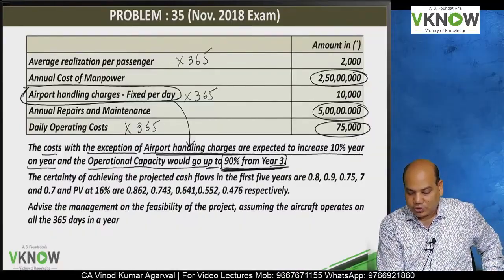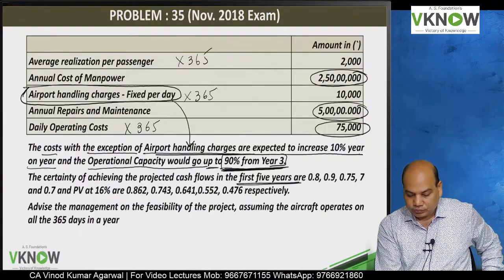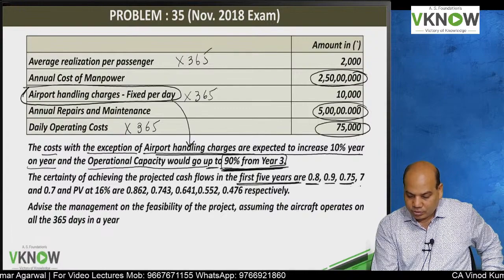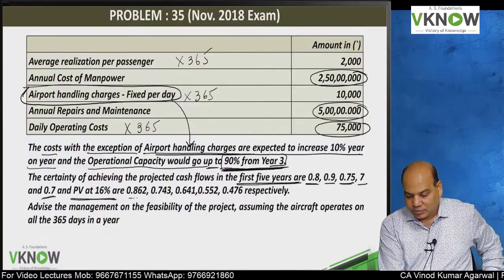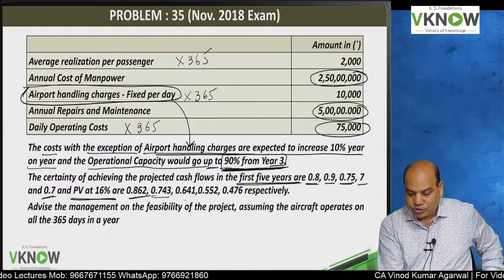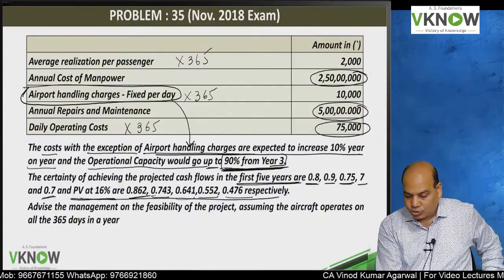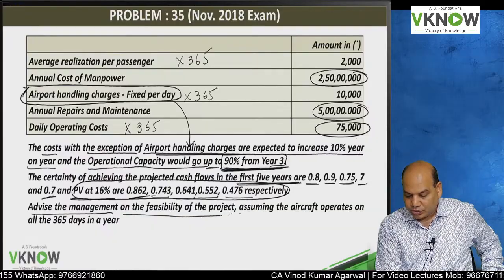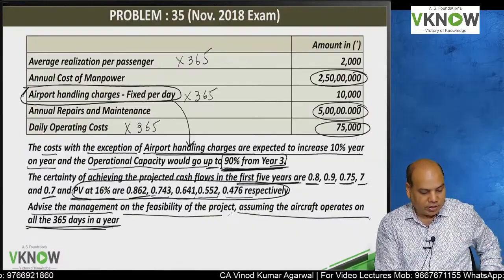The certainty of achieving the projected cash inflow in the first 5 years are, these are the certainty equivalent 0.8, 0.9, 0.75, 0.7 and 0.7, and these are the PV factors given: 0.862, 0.743, 0.641, 0.552, 0.476. So we are going to use this as a discounting factor. Advise the management on the feasibility of the project, assuming the aircraft operates on all the 365 days in a year.